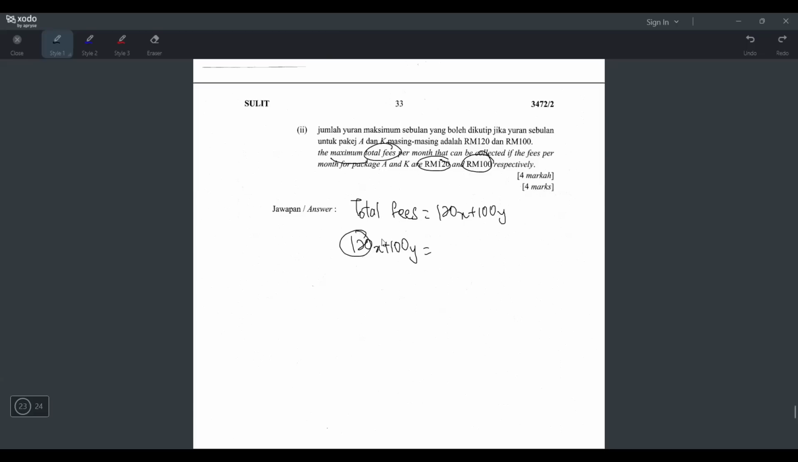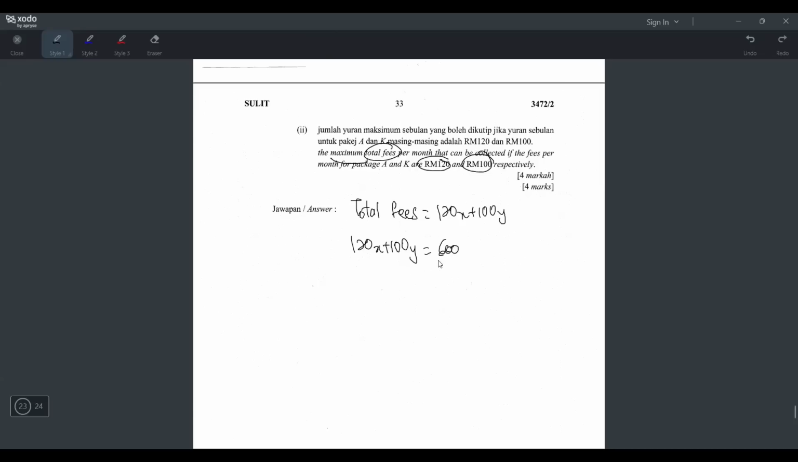LCM means you choose the lowest common multiple, ataupun dalam bahasa Melayu gandaan sepunya terkecil. You choose the lowest common multiple of 120 and 100. So what is the lowest common multiple? Okay, 120 times 2 is 240, but 240 cannot divide 100. 120 times 3, 360 cannot divide 100. 120 times 4, 480 cannot divide 100. But 120 times 5 is 600. And 600 can divide 100. So the lowest common multiple is 600. Gandaan sepunya terkecil untuk 120 and 100 is 600.